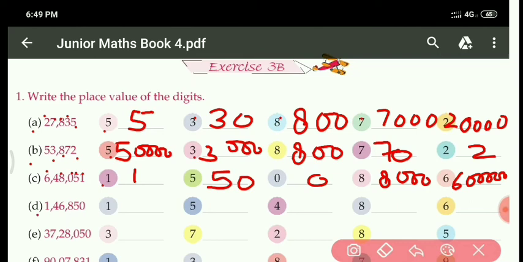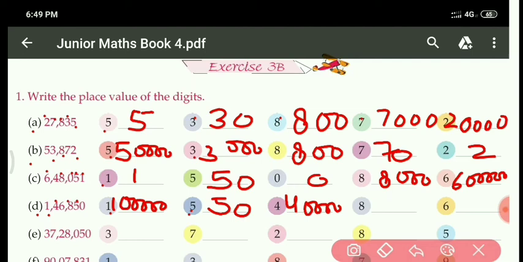Similarly, next D part also. Here 1 is given at the lakh place. So 1 followed by how many 0? 5 zeros. Right, here 1 lakh. Why? Because it is given at the lakh place. Next digit is given 5, and 5 is given at the tens place. So 5 tens are equal to 50. And 4 is given at 10,000. So place value of 4 will be 40,000. And how many 0? 4 zeros.